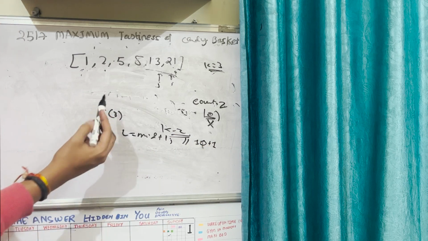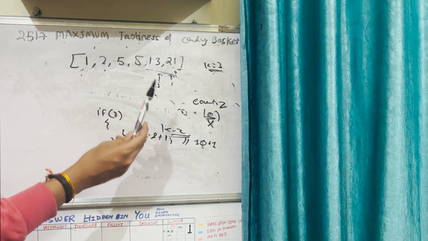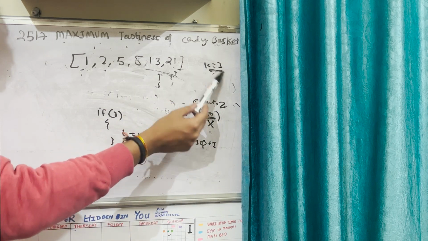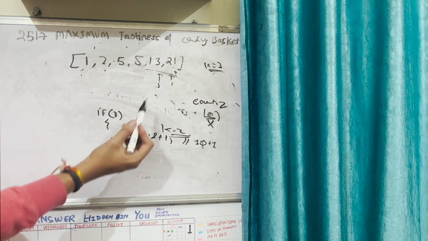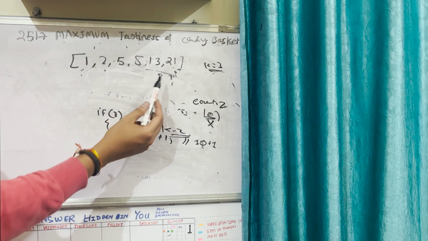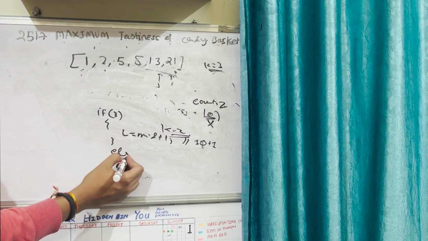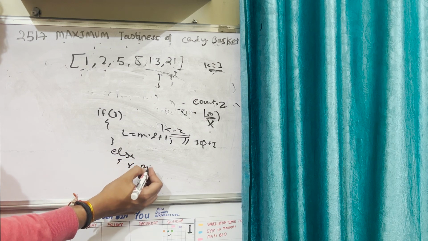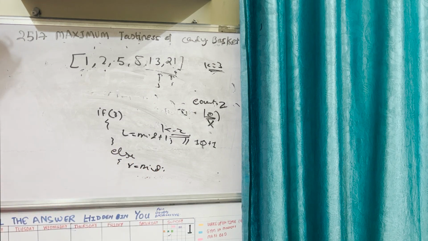If this is not possible, it means it is not possible to make k values whose difference is 10. So what we'll do is look for a lower value. Right will be mid.